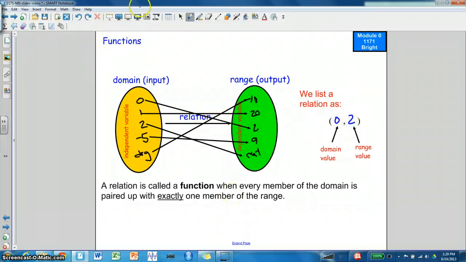And now in particular, if we restrict this relation so that for each input we only have one output, then it'll be a function. An example of when it wouldn't be a function is if we had 0 going to 10 as well, because 0, one domain value, is going to two different outputs, two different range values. Okay, and this is one way to represent a function analytically with the use of sets.